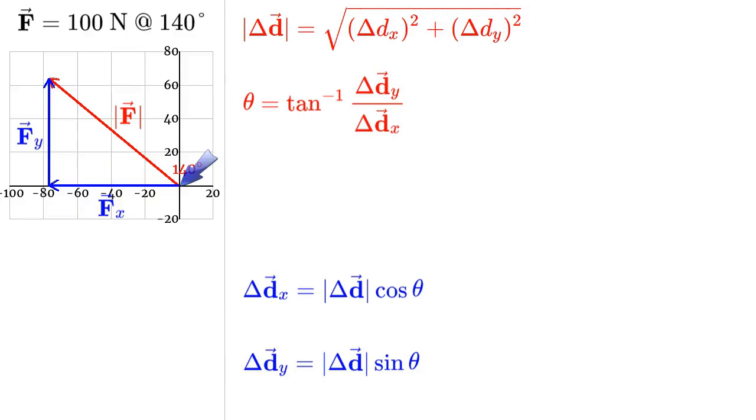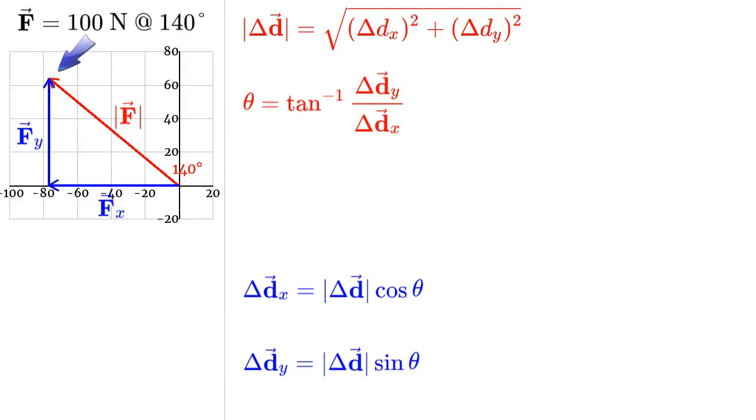The tail of the vector is the most convenient place to locate it. Well, that being the case, the x component starts at 0 and goes to about 75. So we can estimate the x component is about 75 newtons. The y component starts at 0 and goes up to about 65. So we can estimate the y component to be about 65 newtons.